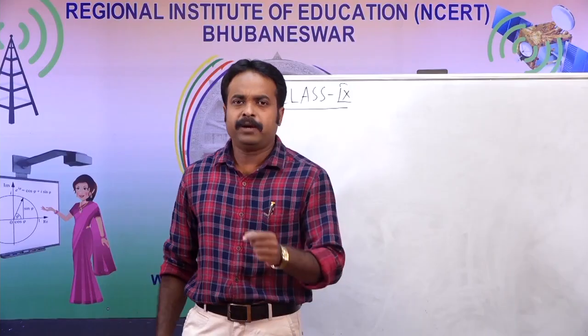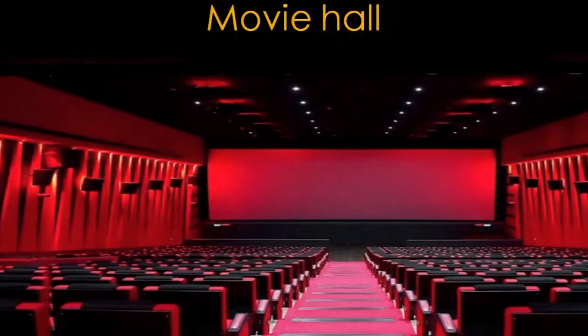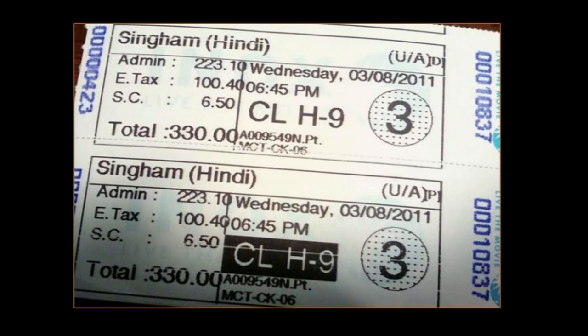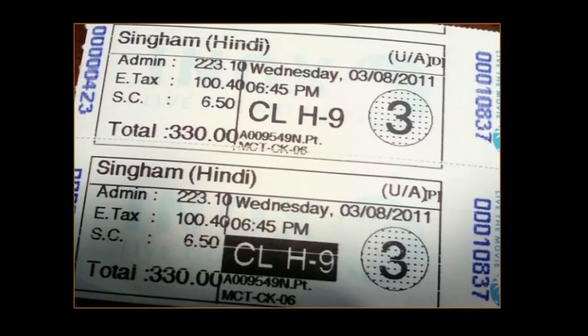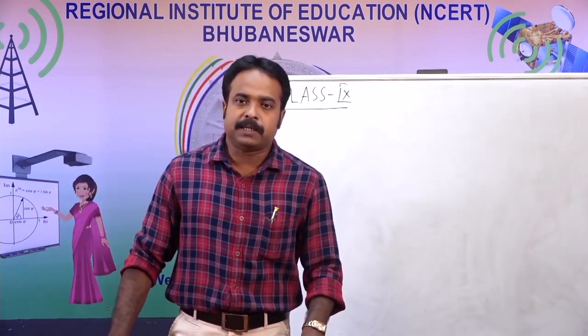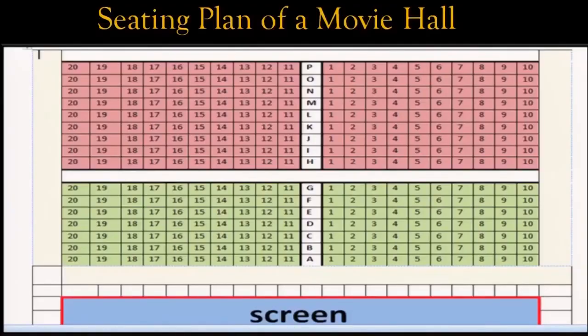Is it not? When we go to a stadium to watch a match or a movie hall to watch a movie, tickets are given to us for a particular seat. Have you ever noticed that the seat number consists of a row number and a column number? So the seat is specified by two numbers. Can you think why it is done so? Yes, you are right. Doing so will specifically pinpoint the seat which has been given to you. No other person will have the same seat number in the hall.